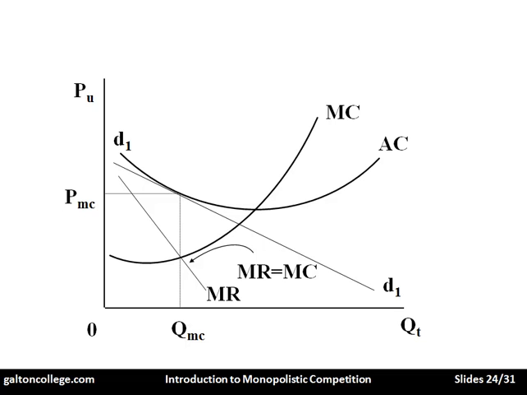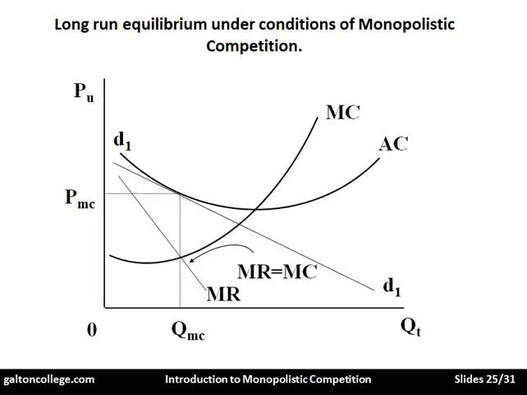So now we've got the price under monopolistic competition, PMC, and the quantity, QMC, the quantity under monopolistic competition. And what we've got here is that this company must profit maximize just to survive. So the long-run equilibrium under conditions of monopolistic competition is as represented on that diagram.